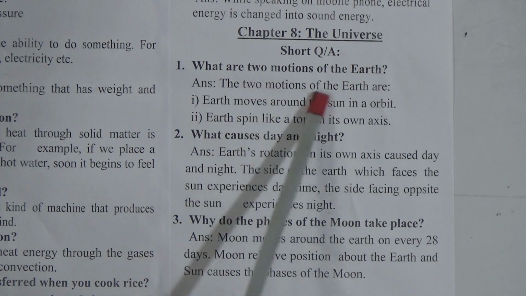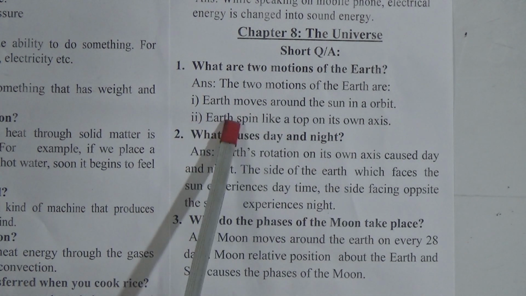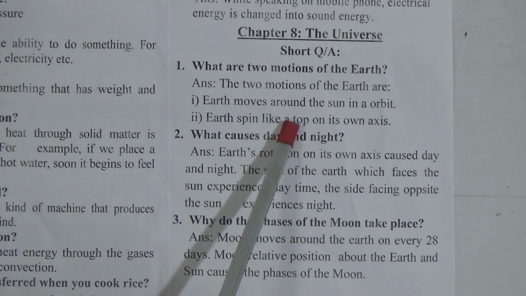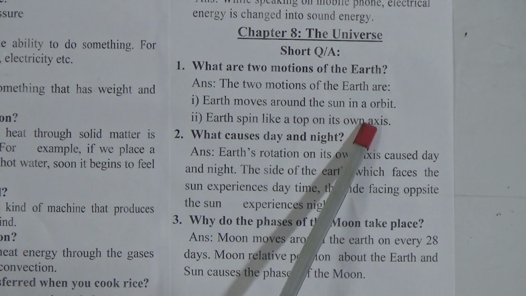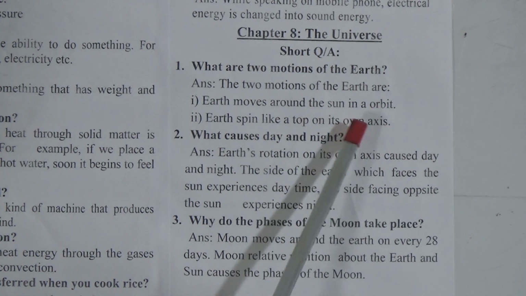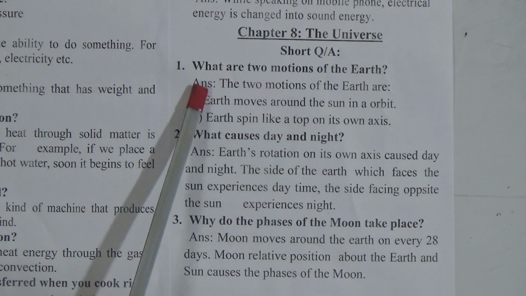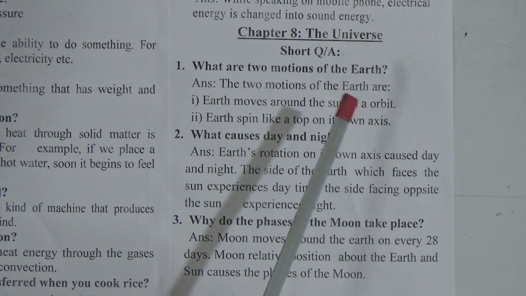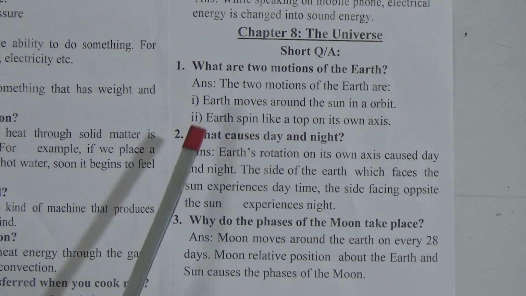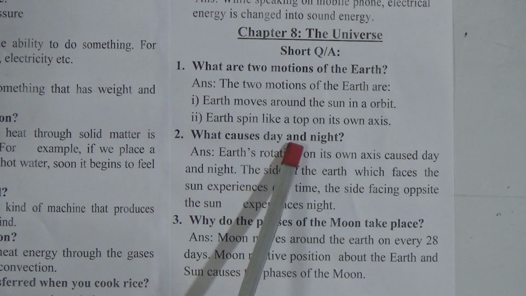The 2 motions of the Earth are: Earth moves around the Sun in an orbit, and Earth spins like a top on its own axis. That one is rotation, another is revolution. Dear students, you can also write like this: the two motions of the earth are rotation and revolution. And the second question is, what causes day and night?